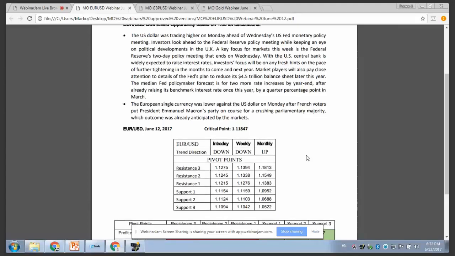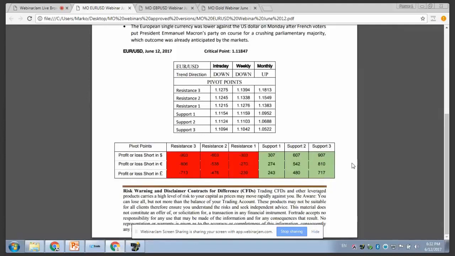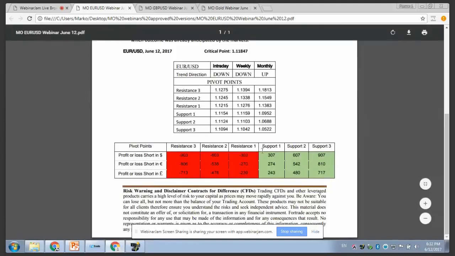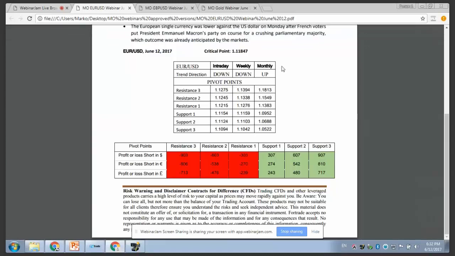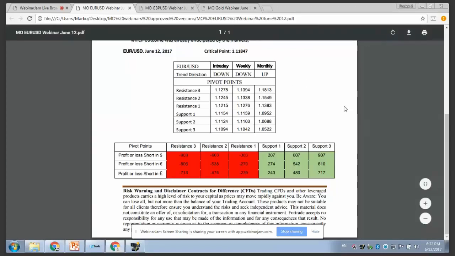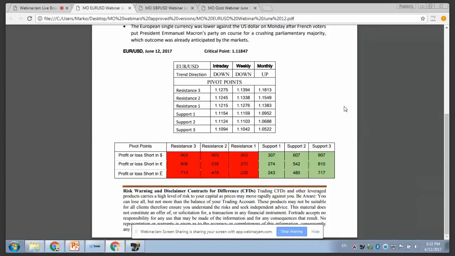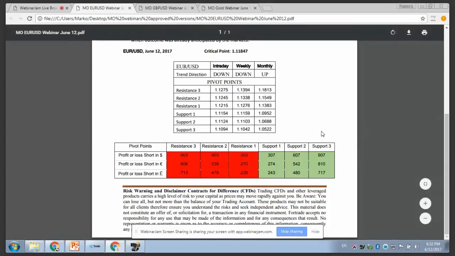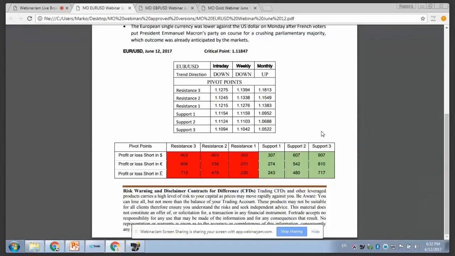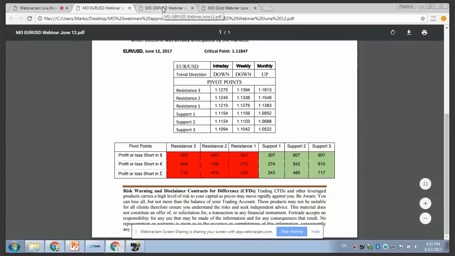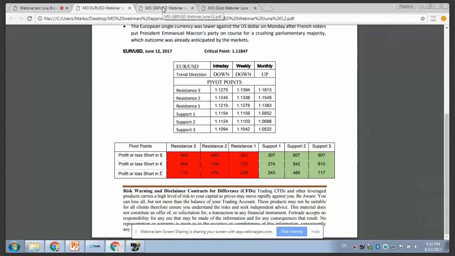Critical point for entering in position is 1.11847. Now here you can see the calculation in the intraday. The calculation is based on one lot trading and the difference between the critical point and the resistance and support line, calculated in three currencies: dollar, euro, and the British pound. Also, the same thing is with the British pound.